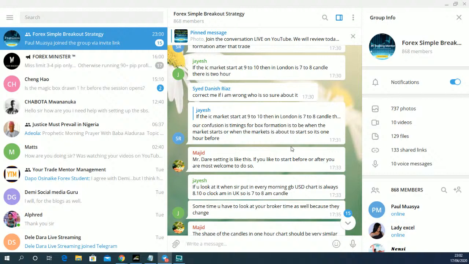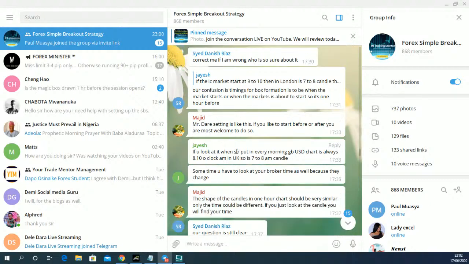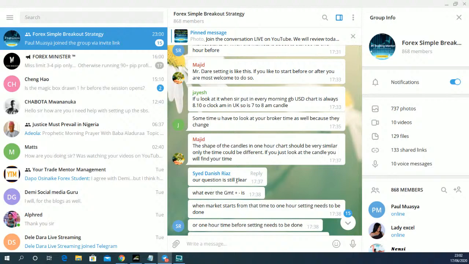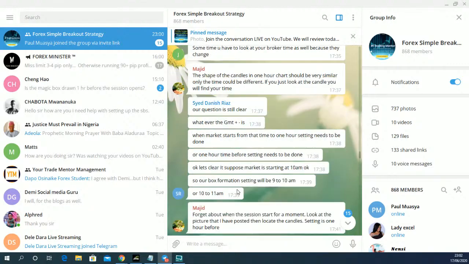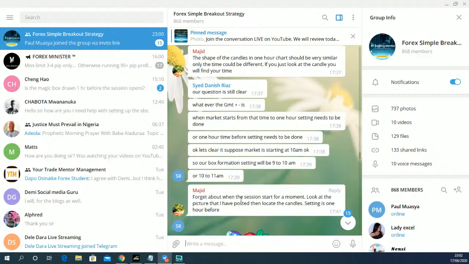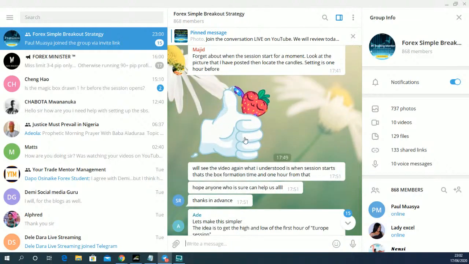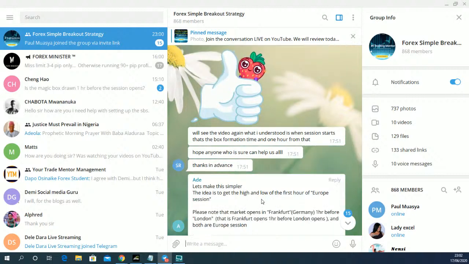People will appreciate you. You can see a lot of people will thank you. They'll say, oh, thank you so much, I appreciate you. See, our question is still clear. People will say thank you so much. See, that's a thumbs up. So if you are experienced, come and give your experience to people. And if you are new, come in, absorb, enjoy the moment, and be part of the winning trade.